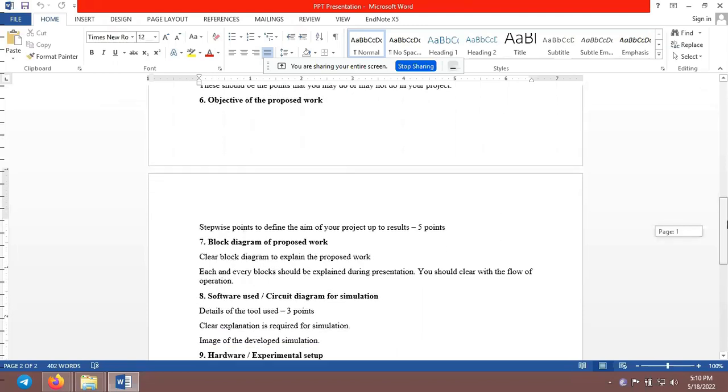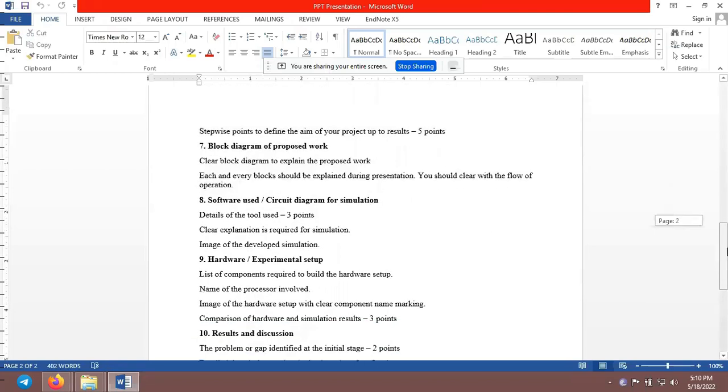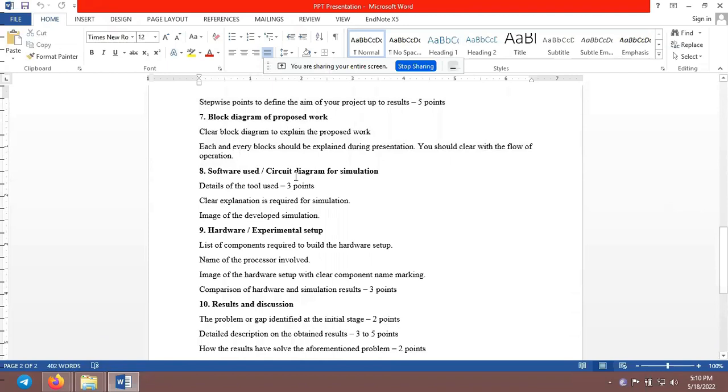Topics number 6 and 7 are the most important points expected by the reviewer during your final presentation. The heart of your project is here, number 6 and 7. You should be very clear about the objective of the proposed work, and very clear about the working principle, that is the block diagram of the proposed work. You should explain it clearly.